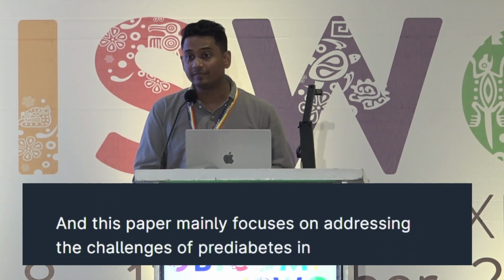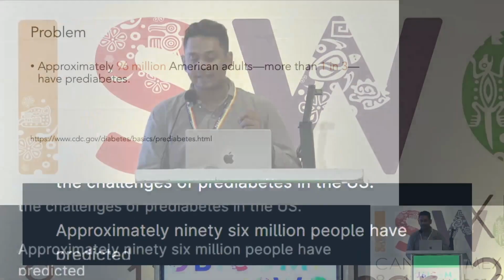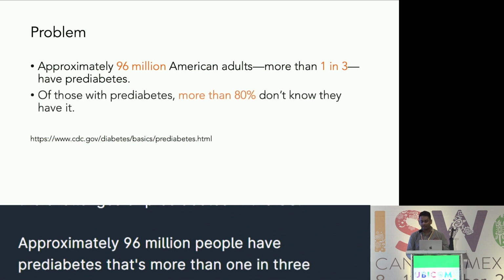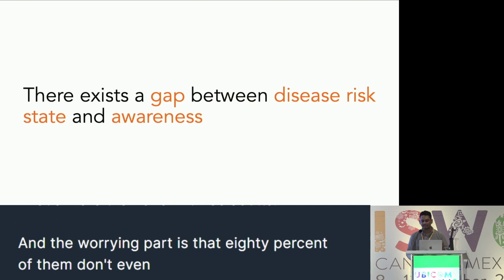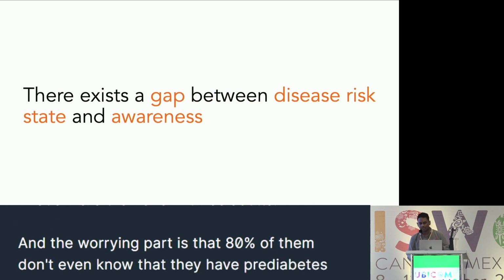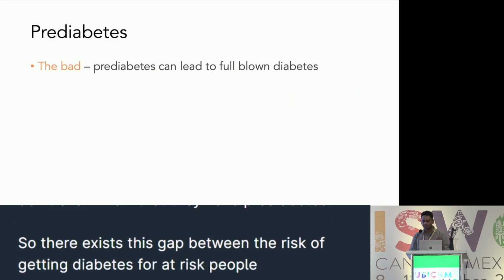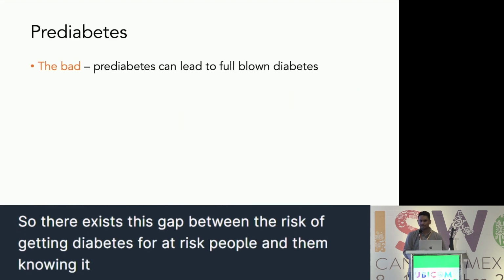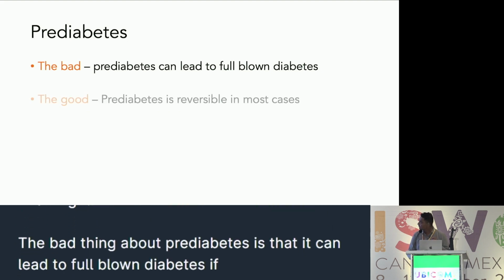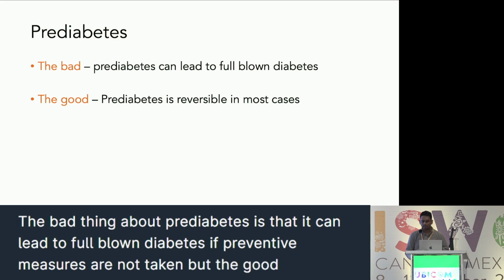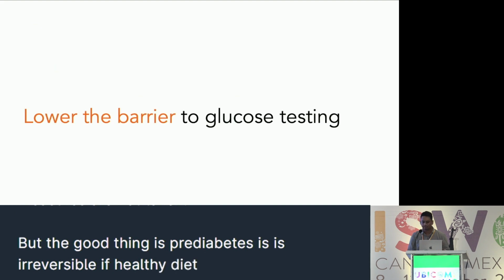In the US, approximately 96 million people have prediabetes. That's more than 1 in 3 adults. And the worrying part is that 80% of them don't even know that they have prediabetes. So there exists this gap between the risk of getting diabetes for at-risk people and them knowing it. The bad thing about prediabetes is that it can lead to full-blown diabetes if preventive measures are not taken. But the good thing is prediabetes is reversible if healthy diet and lifestyle changes are made.